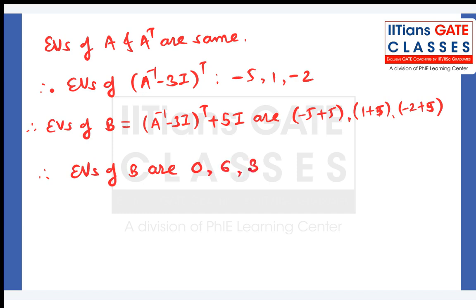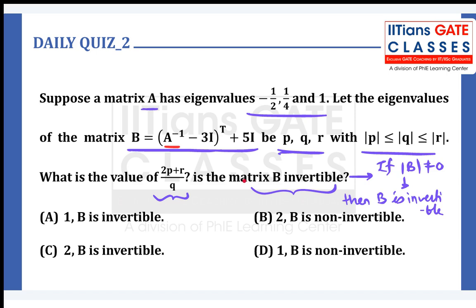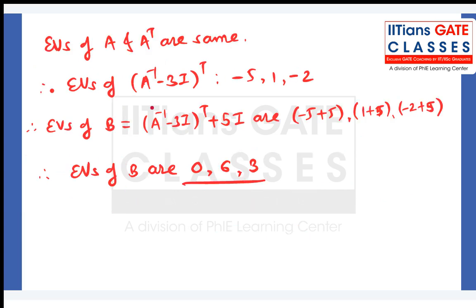So even without knowing the matrix, you could find the eigenvalues because you knew the eigenvalues of the initial matrix A, and then it was just a manipulation using A inverse, transpose, and those properties. So we found the eigenvalues of matrix B. Next we have to assign them as P, Q, R. Magnitude wise P is smallest and R is the largest. Therefore your P value is 0, Q value is 3, and R is the largest, so R is 6.